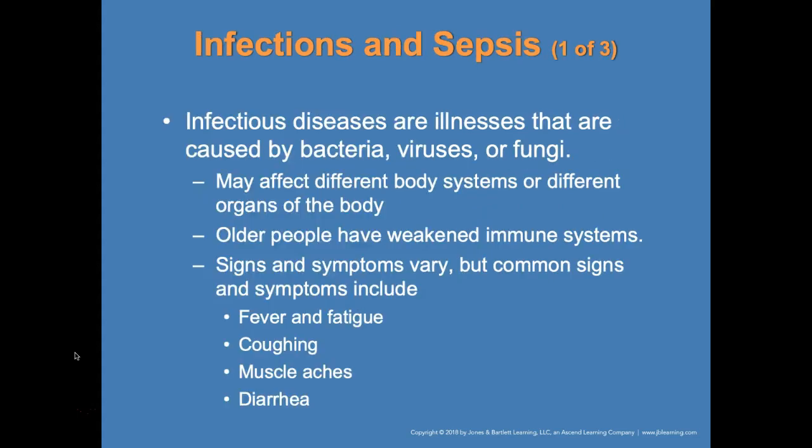So, infections and sepsis. Infectious diseases are illnesses that are caused by bacteria, viruses, or fungi. Many affect different body systems or different organs of the body. Remember that older people have weakened immune systems. The signs and symptoms may vary, but common ones include fever, fatigue, coughing, muscle aches, and diarrhea.